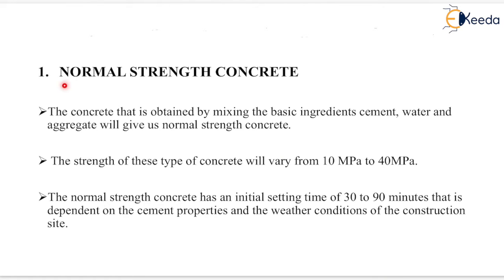Now the first one is normal strength concrete. The concrete that is obtained by mixing the basic ingredients cement, water and aggregate will give us normal strength concrete. The strength of these types of concrete will vary from 10 MPa to 40 MPa. The normal strength concrete has an initial setting time of 30 to 90 minutes that is dependent on the cement properties and the weather conditions of the construction site.